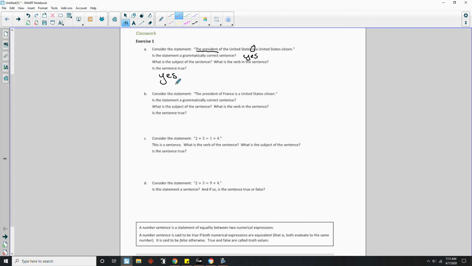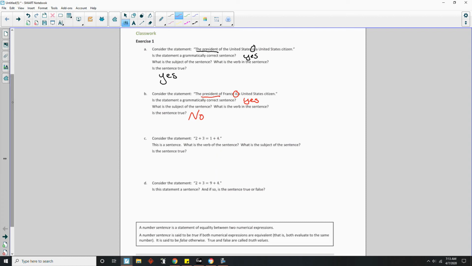All right, part B. Consider the statement, the President of France is a United States citizen. Is the statement grammatically correct? Yes, the only word that changed is France. So the President of France is a United States citizen is grammatically correct. So that's yes. What is the subject? And the subject again is President. And what is the verb in this sentence? Again, the verb is. And is the sentence true? And the answer is no. The President of France could not be a U.S. citizen. He'd have to be a French citizen.